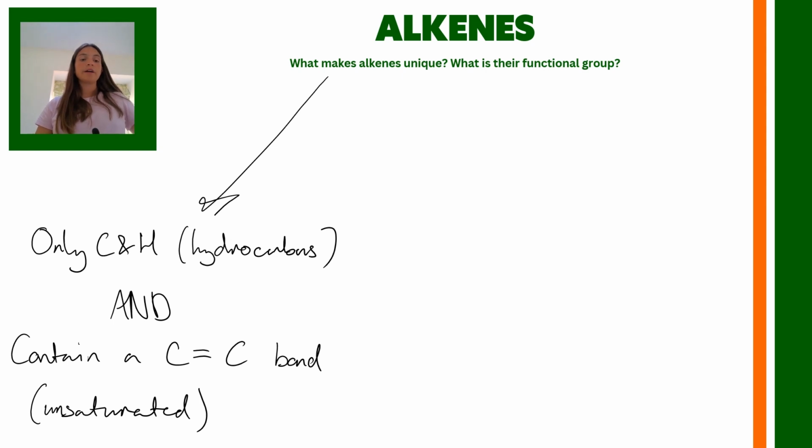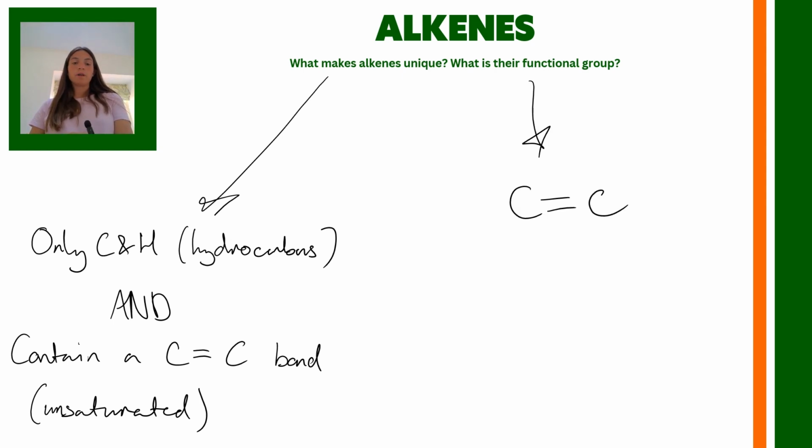Okay, just to contrast those with our alkenes, so what makes alkenes unique is, again, they're hydrocarbons, so they're made of carbon and hydrogen, but it's their functional group that has this double covalent bond, and that makes them unsaturated as well. What is their functional group? It's that C double bond C.